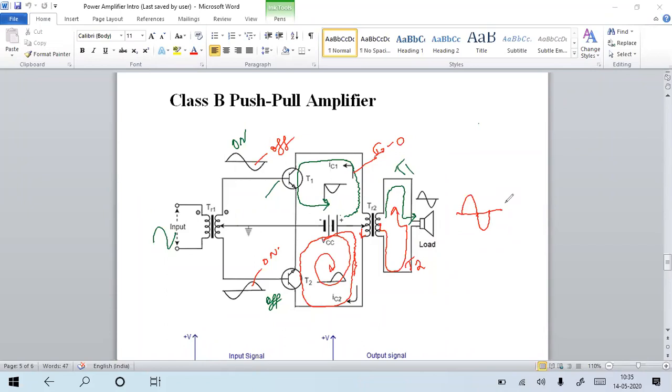This is also named a class B amplifier, but here they are using the same type of transistor. Both are NPN transistors only. For achieving the full cycle, we are going to use a transformer on both sides. Our output side transformer is not center tapped; only the input side, the primary side, uses a center-tapped transformer. In such a way we can design the class B amplifier.